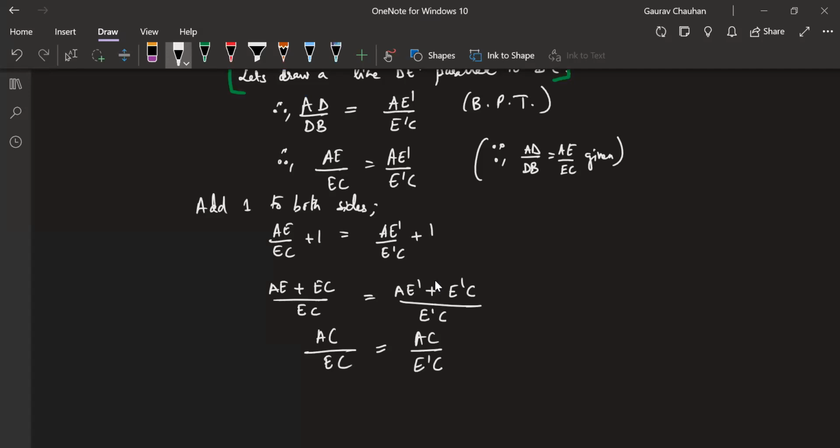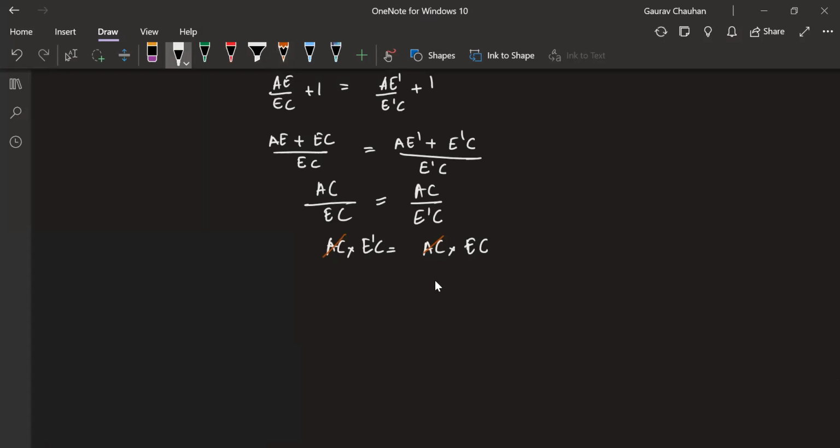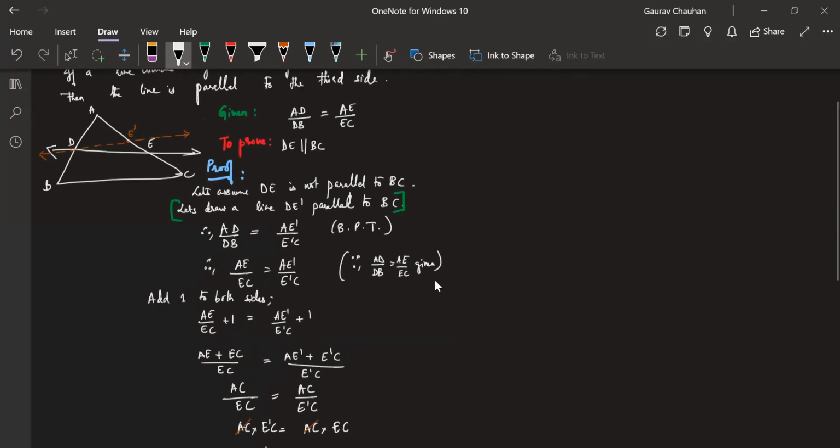Okay. So if I were to just cross multiply, you will end up getting AC into E dash C is equal to AC into EC. Okay. AC I can cancel. Both are in multiplication only. So what you end up getting is E dash C is equal to EC. Where have we reached? They are saying this thing is equal to this thing. When can this happen, anyone? When can this happen?